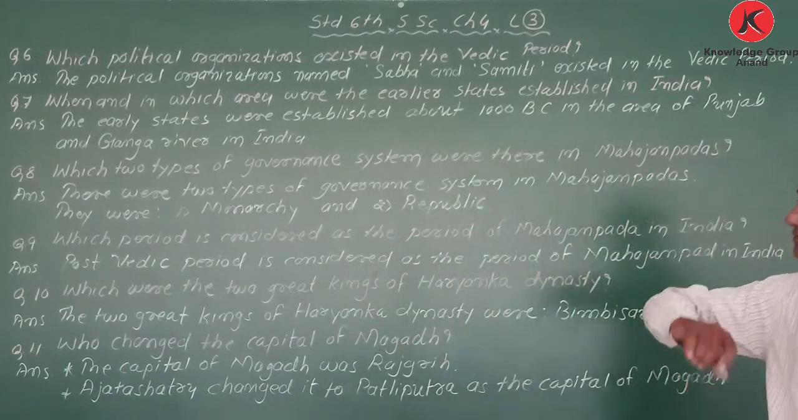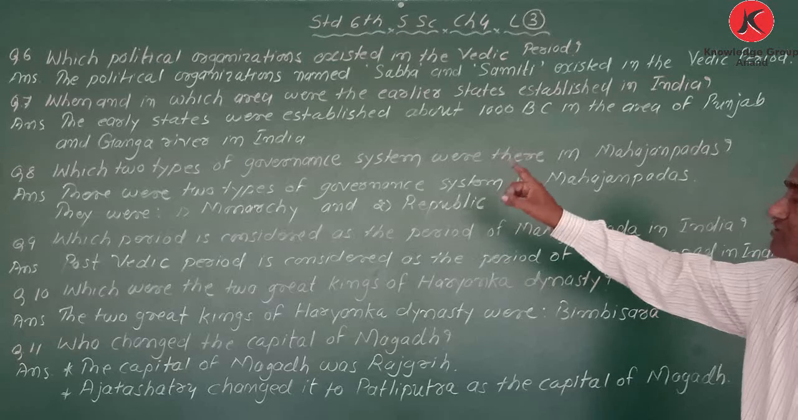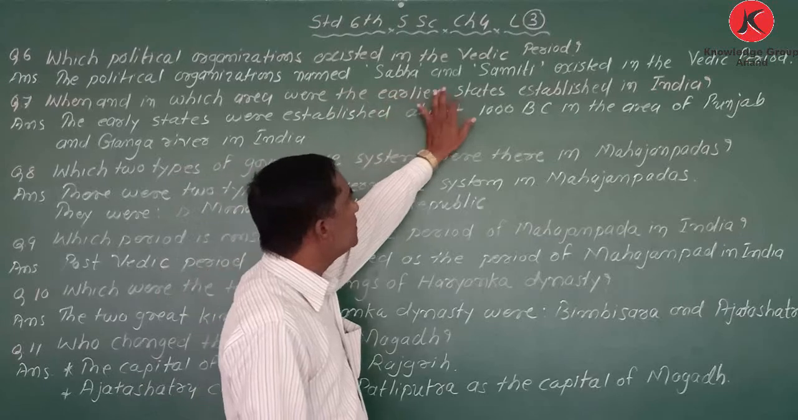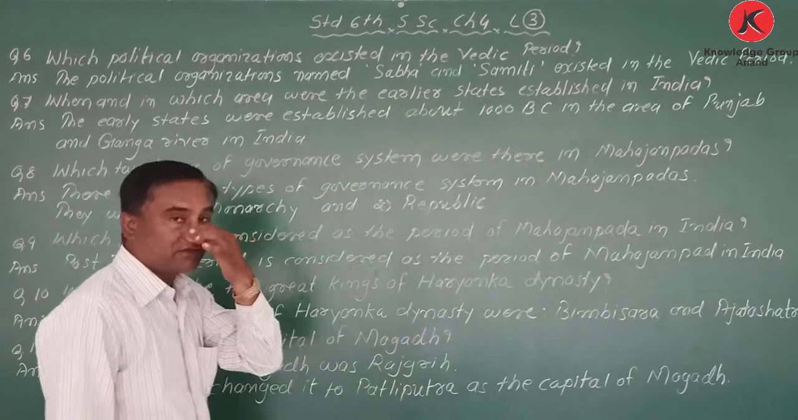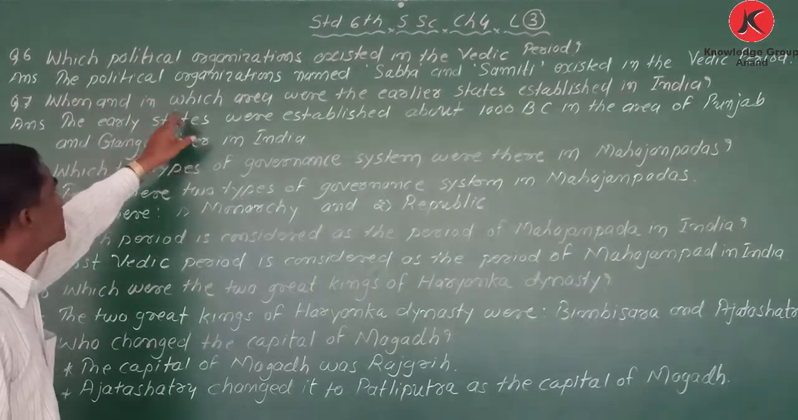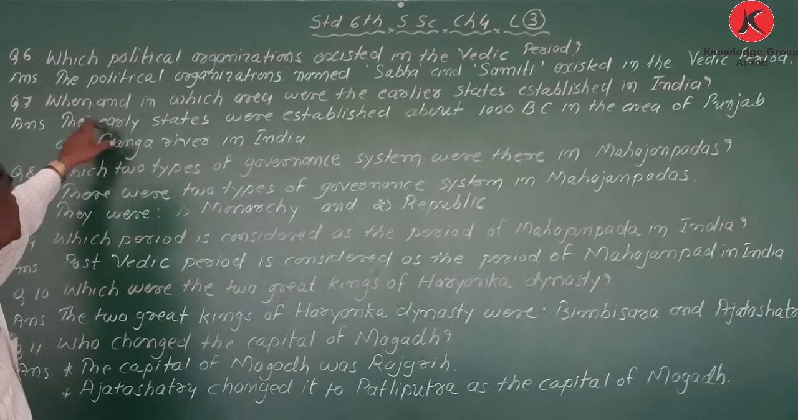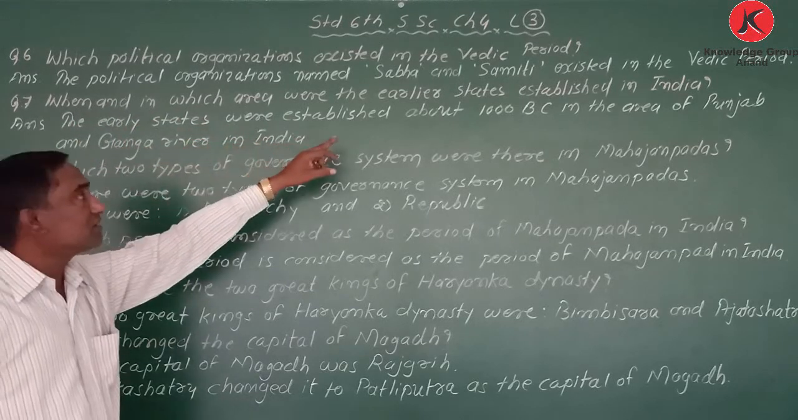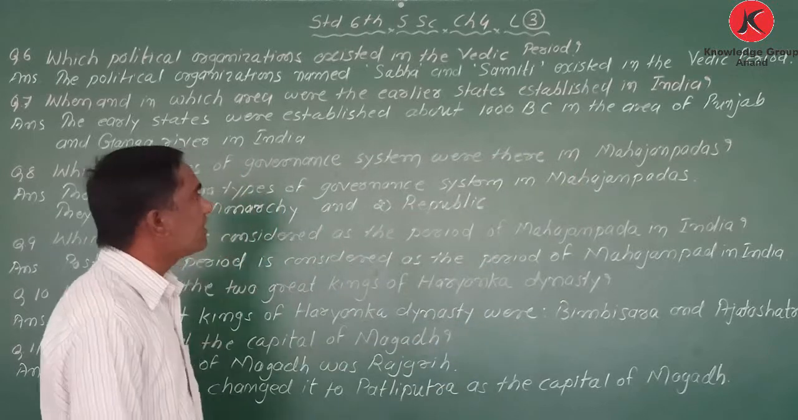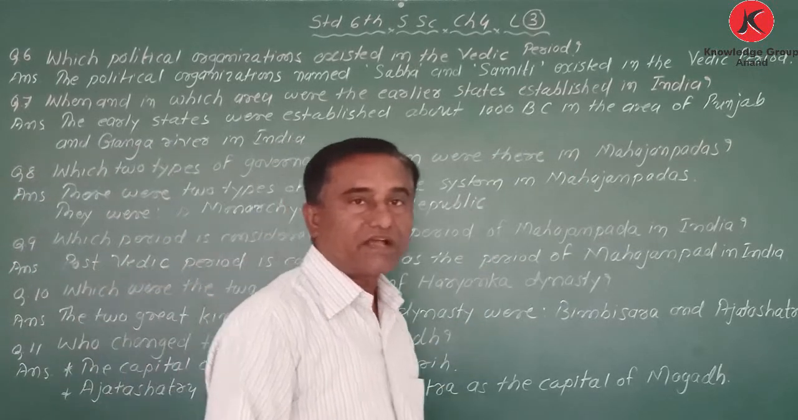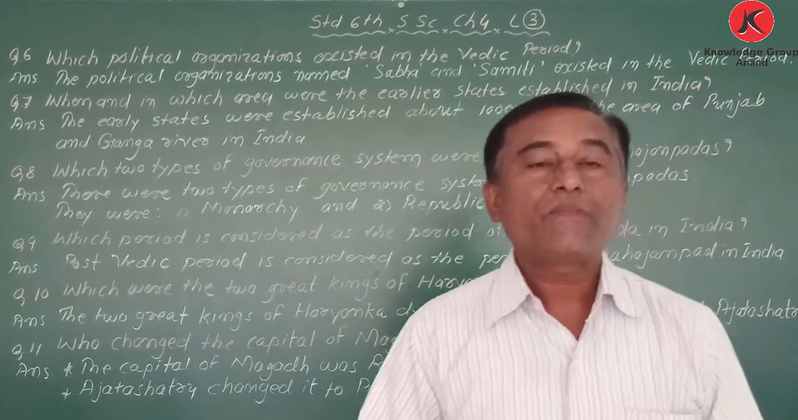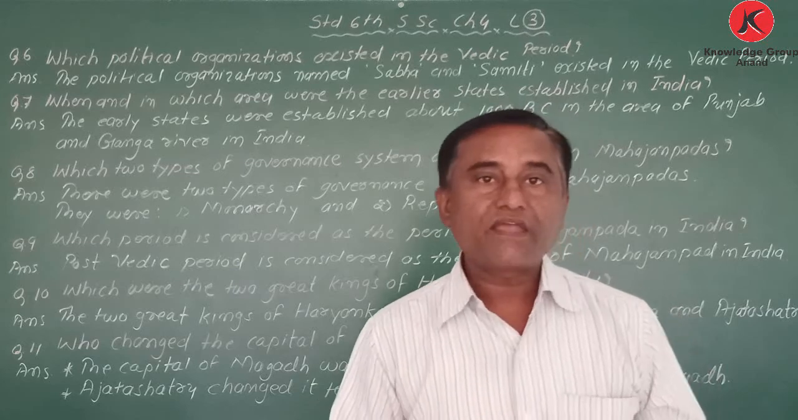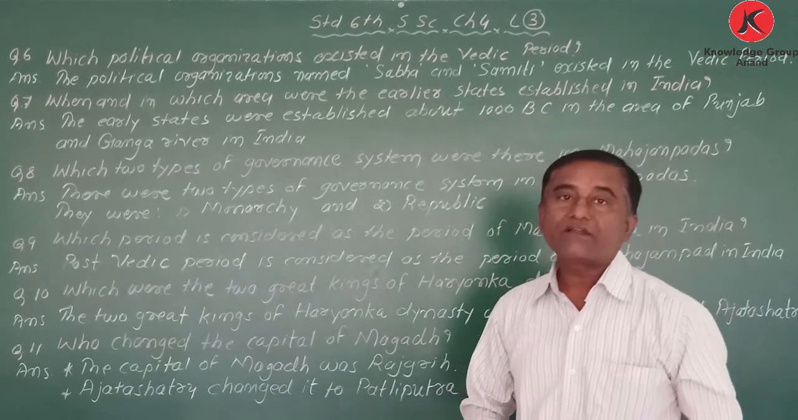Got it? Next one. When and in which area were the early states established in India? Kyare means when, and which area means kai jagyaye. When I explained the chapter, I said it was near the banks of river Ganga and a little part of Punjab.